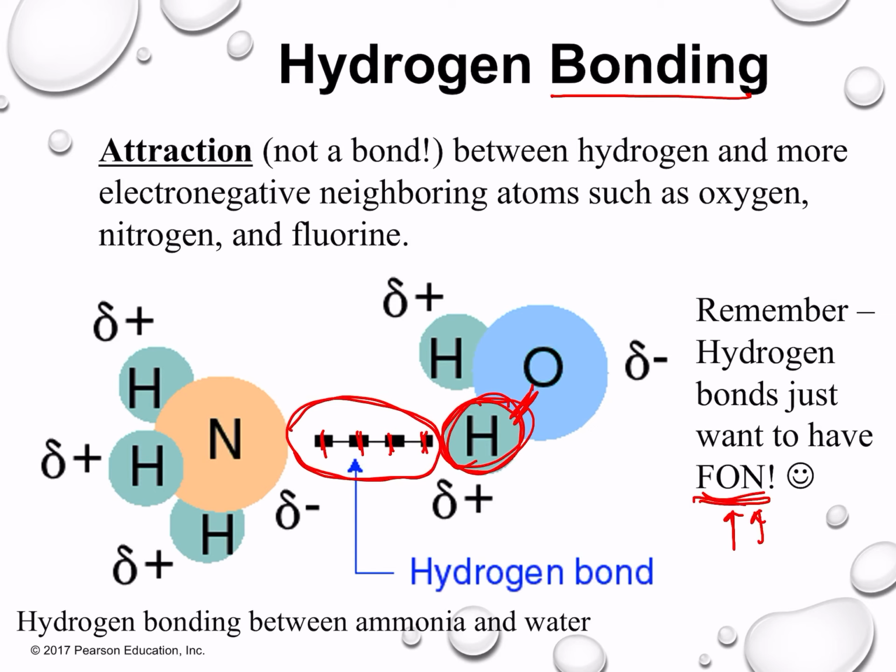So it's between two molecules, not this one within it, right? The one from hydrogen to oxygen, that's just a covalent bond. It's a polar covalent bond. But the attraction here from that hydrogen to the nitrogen, not a bond, but an attraction between two molecules, is what's called the hydrogen bond. Okay, so this is the hydrogen bonding between ammonia, which is NH3, and water, which we all know. Okay, so that's hydrogen bonding.